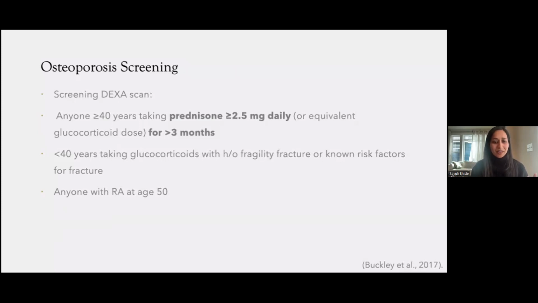For anyone under 40 who's taking glucocorticoids and has a history of a fragility fracture or known risk factors for fracture, they should also be screened by DEXA scan. And then anyone with RA who makes it to age 50 and hasn't gotten a DEXA scan should also get a DEXA scan.